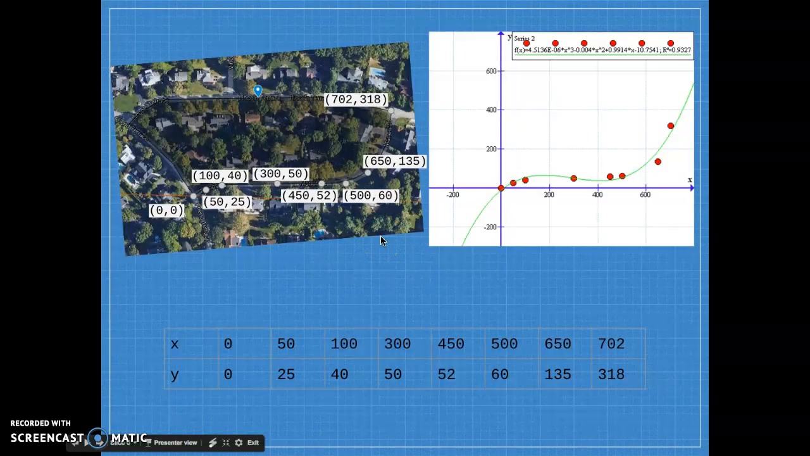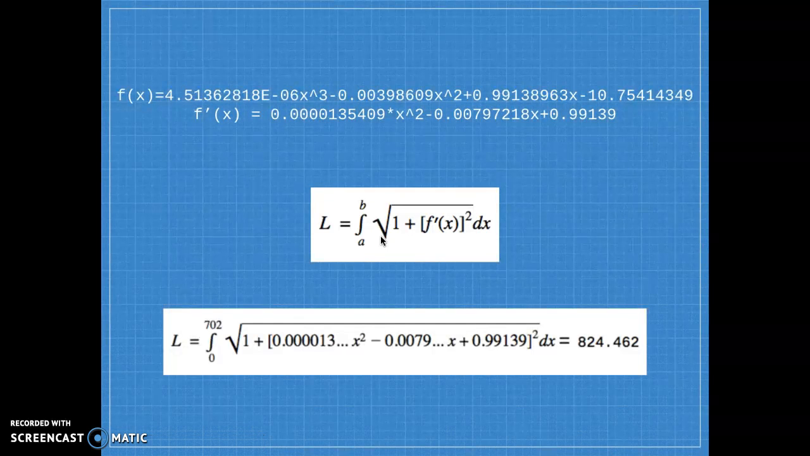So I used the function that they provided, which is 4.5136 × 10^-6 x³ - 0.00398x² + 0.99138x - 10.7541. Again, I need to take the derivative of this, which is 0.0000135x² - 0.00797x + 0.99139.